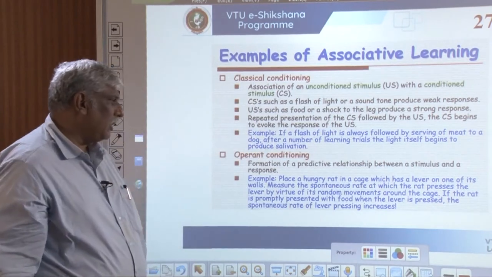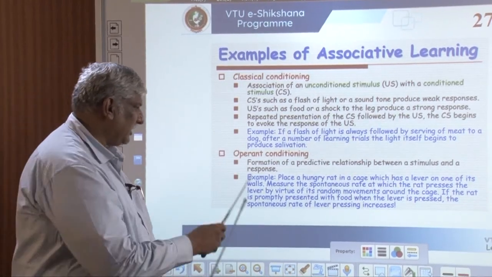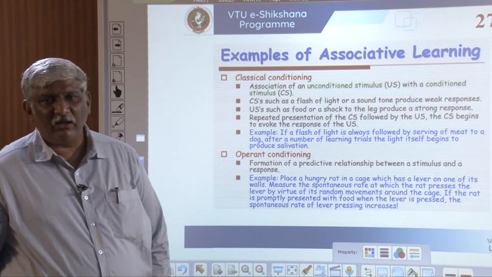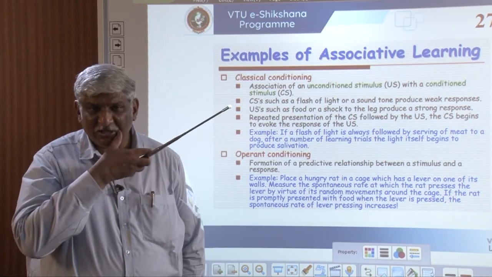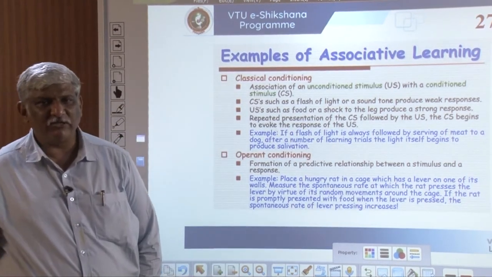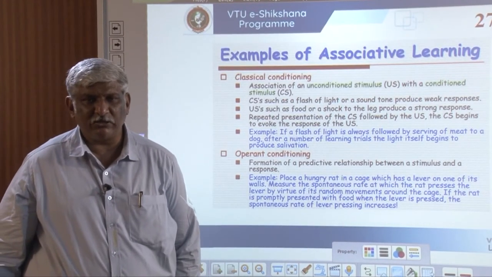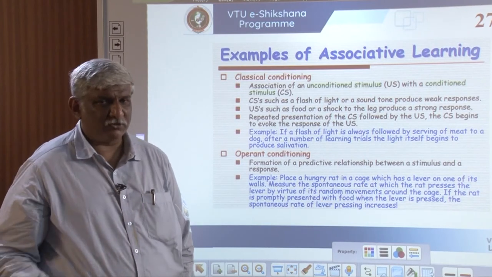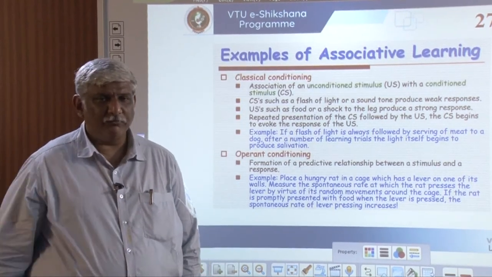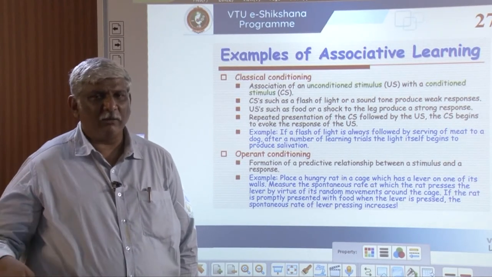The second one is going to be operant conditioning. In that case, the formation of a predictive relationship between a stimulus and a response. Here again there is an example: a simple hungry rat in a cage, which has a lever on one of its walls. Measure the spontaneous rate at which the rat presses the lever, by virtue of its random movement around the cage. If the rat is promptly presented with food whenever the lever is pressed, the spontaneous rate of lever pressing increases. Whenever the rat presses the lever, it continuously gets the food.